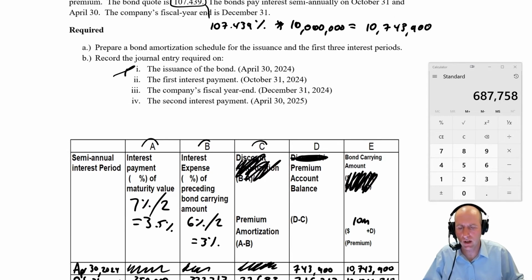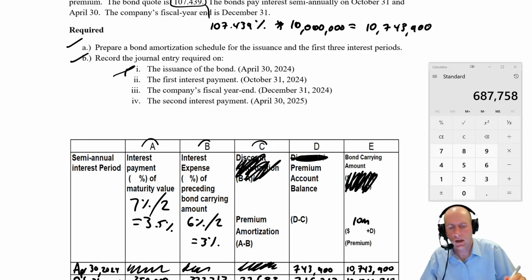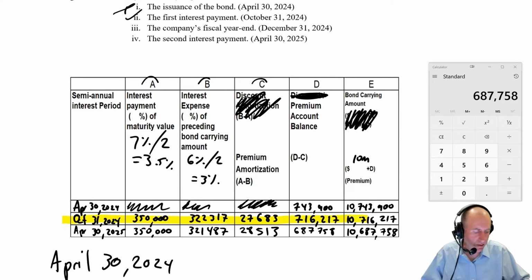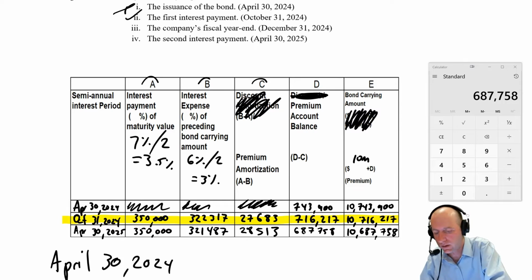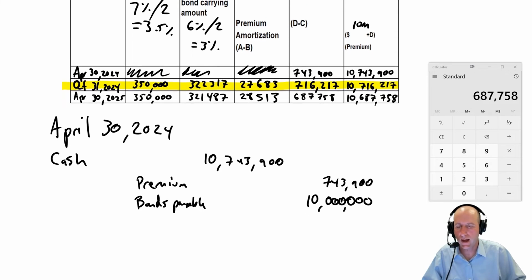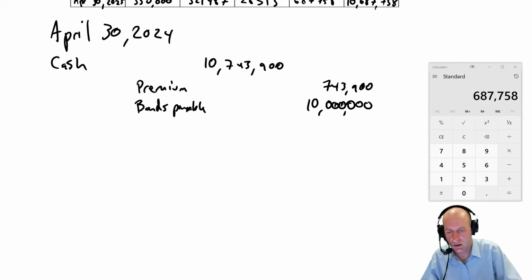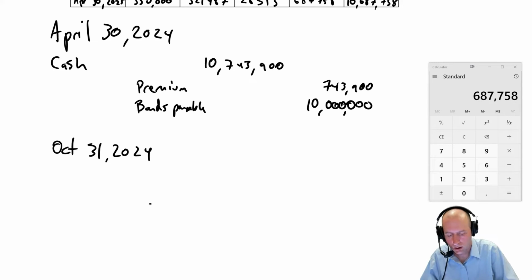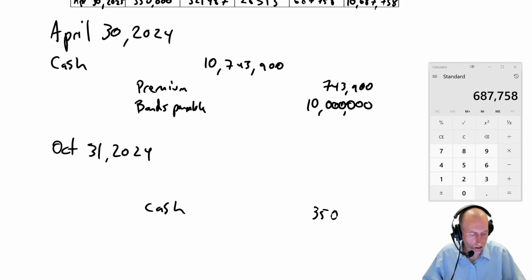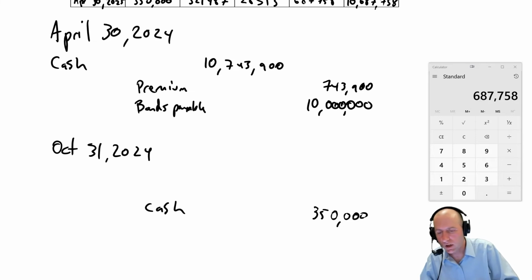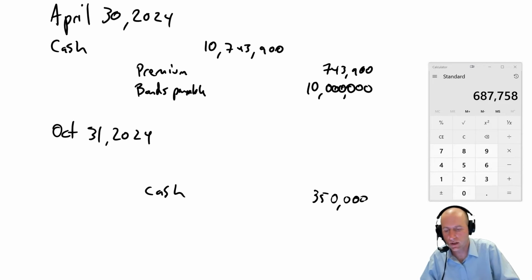Okay, so we've done the bond amortization schedule. Now we got to do journal entries. We did the issuance of the bond. On to the first interest payment. For the first interest payment, it's just this line. This 6-month period is covered by our first interest payment between April 30th, the issuance, and October 31st. Let's see what's happening. We make a payment of $350, so credit cash, of course, $350. The debit to interest expense is $322,317.